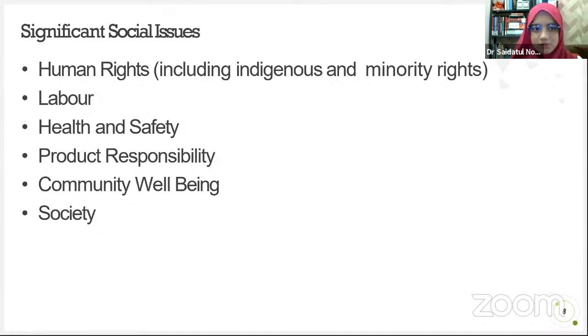If you're talking about palm oil, these are the things. If you're talking about oil and gas, other issues. But still, it touches on environment and society. It's just different aspects.